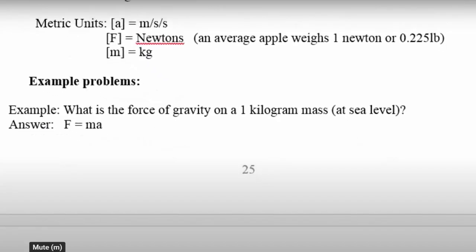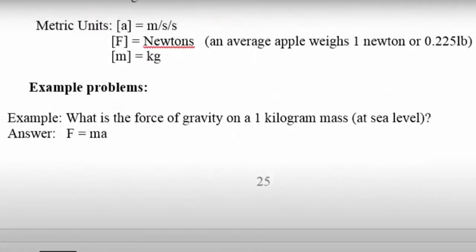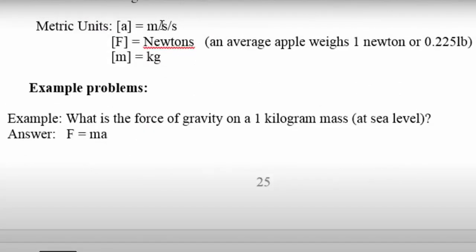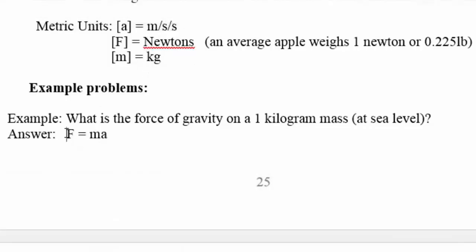Now, a very important part here is the unit. We learned before that the unit of acceleration is meter per second squared, and the unit of mass is kilogram. Since force is mass times acceleration, as we learned, hence the unit of force will be unit of mass times unit of acceleration.